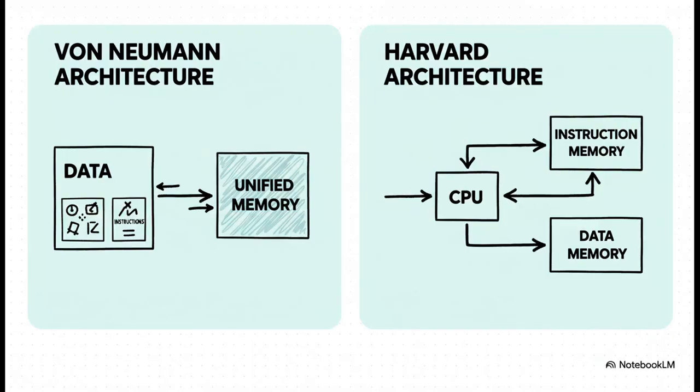First, there's von Neumann. This one is simple and elegant. It uses one shared memory for both instructions and data. Think of it like a library with only one door. It's simple, but it can get crowded.